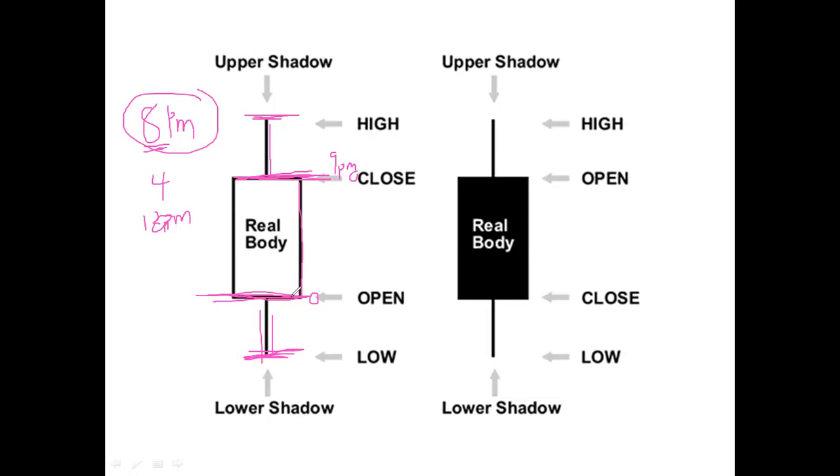If it's on the 5-minute chart, the first candle will be 5 minutes, between 8 to 8:05. The next candle will be between 8:05 to 8:10. The next candle will be between 8:10 to 8:15 in that order. If it's a 1-minute chart, it means each candle represents 1 minute, between 8 to 8:01, between 8:01 to 8:02, between 8:02 to 8:03 in that order. Is that okay? Good.